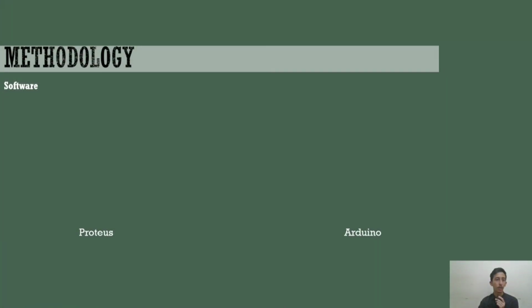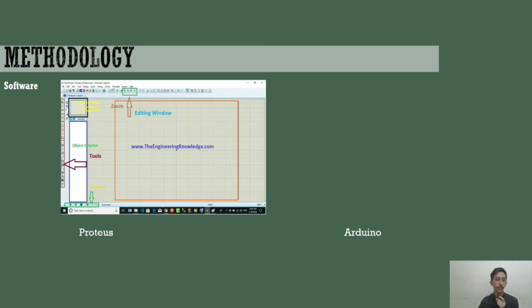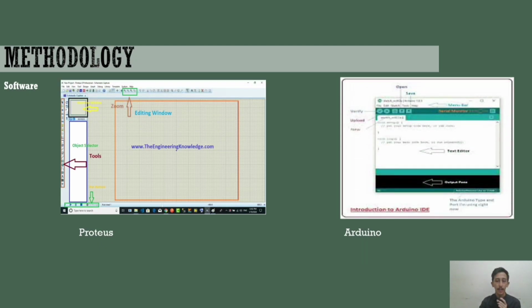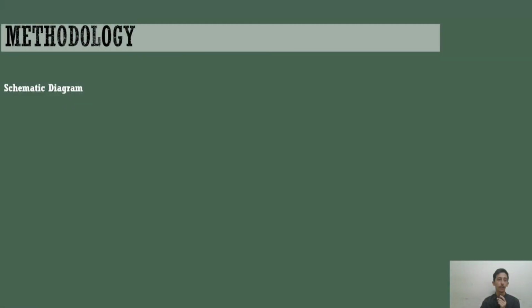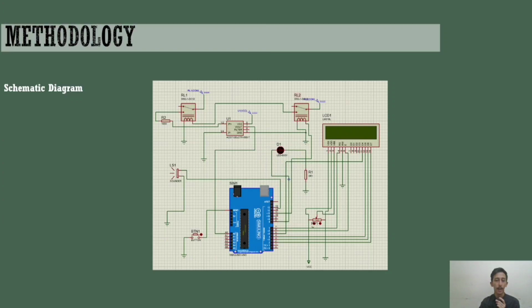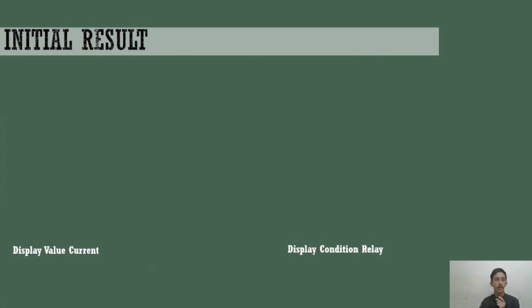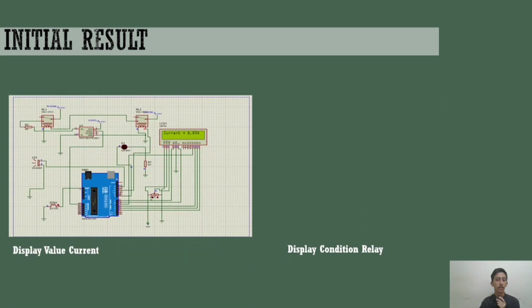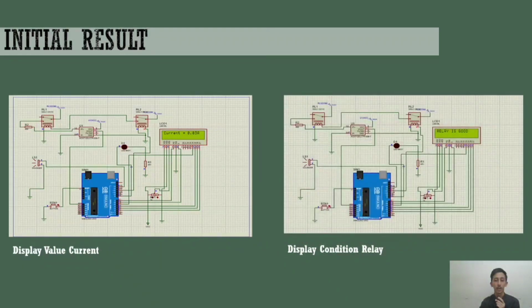Now the software. First, I use Proteus to construct my circuit, and then Arduino IDE to write the code. For the schematic diagram, this is my circuit that I constructed in Proteus. This is the initial result. It will show the value of current and then show the condition of the relay.